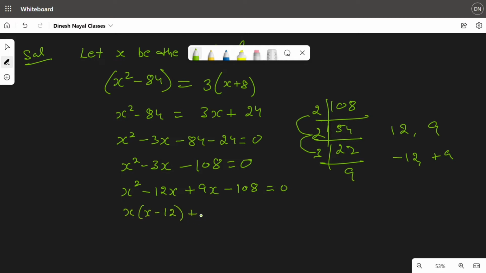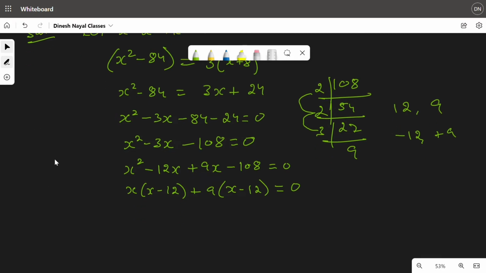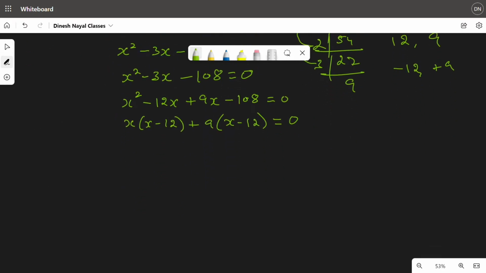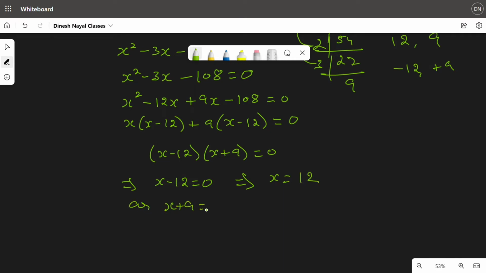So from over here you can take x common, this will be x minus 12. From here you can take plus 9 common, this will be x minus 12. So we can take x minus 12 common, so this will be x plus 9 equal to 0. Now, taking separately, x minus 12 equals 0, so this implies x equals 12. So we have one of the numbers as x equal to 12. And the other one is x plus 9 equals 0, this implies x equals minus 9.